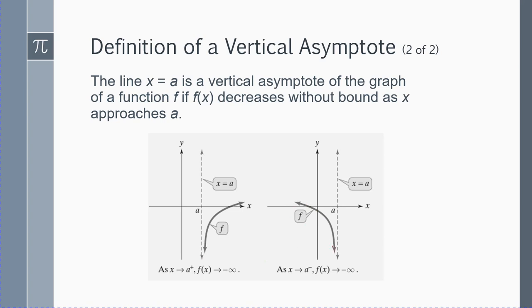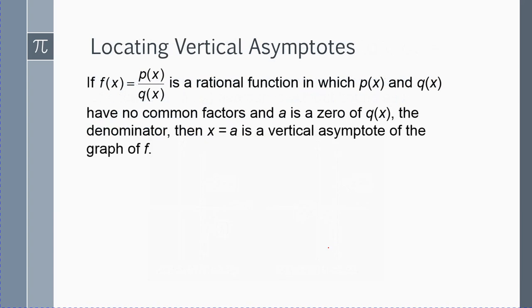Now, finding vertical asymptotes actually really helps us sketch the graph of these rational functions. It's one of the first things we'll do. So here's what happens. If f of x is equal to p of x over q of x, some rational function, in which p of x and q of x have no common factors.